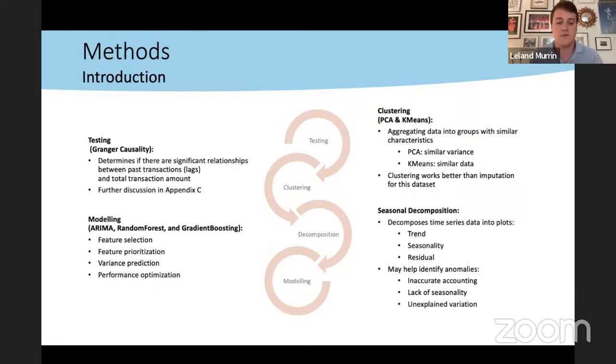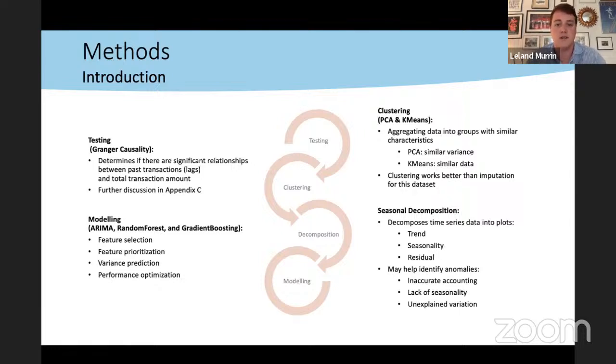That was a main focus of Joe's in this data set, just trying to figure out if the internal accounting department's practices were not correctly allotting for things in the accounts receivable. Also, then we got into clustering for PCA. We ran PCA for similar variance and k-means for similar data. For this data set, since it's extremely sparse, like I was mentioning, clustering worked a lot better than imputation. We got a lot more insights. Imputation was a mess. So we went from there.